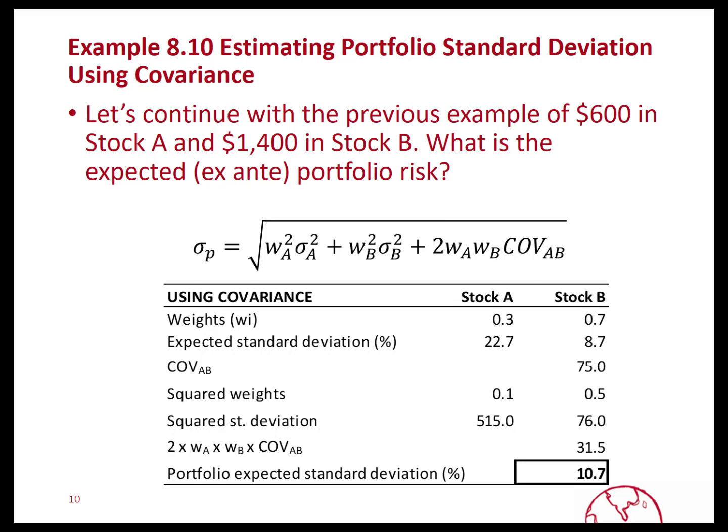Does that make sense? Well, the expected standard deviation of stock A is quite high at 22.7%, and the expected standard deviation for stock B is much lower at 8.7%. The portfolio standard deviation is between those 2 points, but closer to stock B, which is actually making up 70% of the weight. So yes, it does make sense.